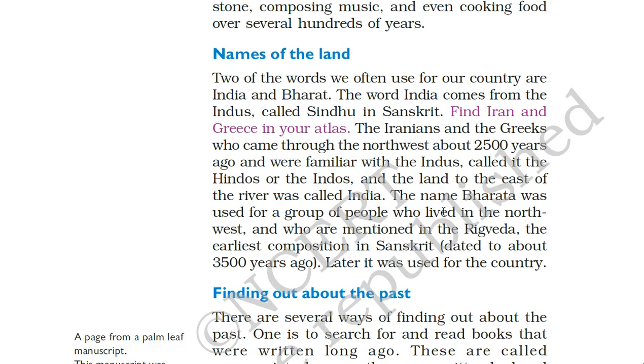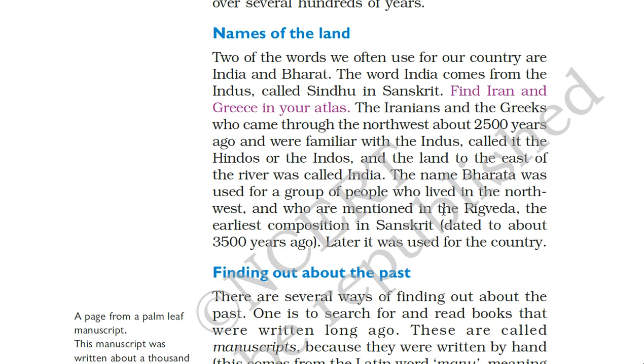Now two of the words we often use for our country are India and Bharat. Normally we say Jai Hind, Jai Bharat, Namaste India. The word India comes from the word Indus. Indus, already you know, Indus is a river. It's called Sindhu in Sanskrit.